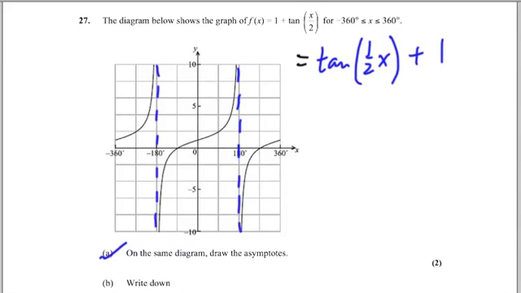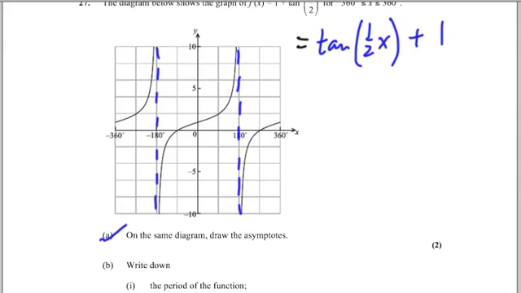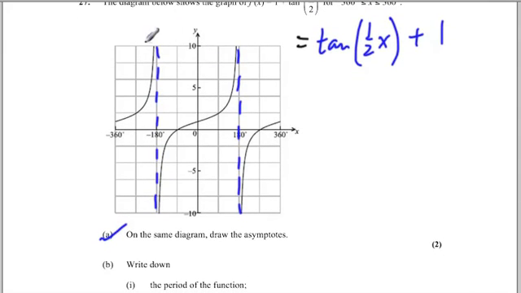Now, the second part is write down the period of the function. We can do this 2 ways. The first way is we can take a look at this period right here. This is from negative 180 to 180. So from negative 180 to 180 is 360 degrees. So the period right away is 360 degrees. Now, I know that we're used to things in radians, but if I were to do this in radians, 360 is really just 2 pi radians. So the period of this function would be 2 pi.